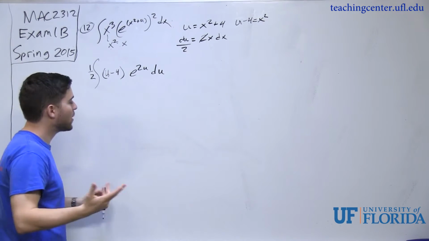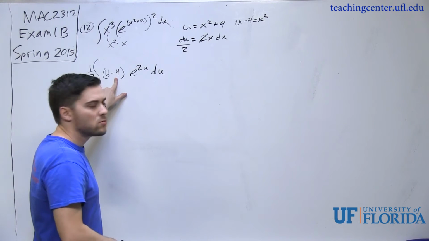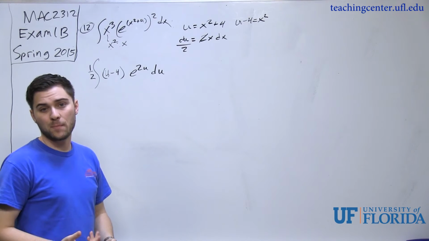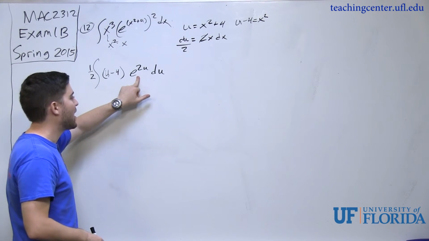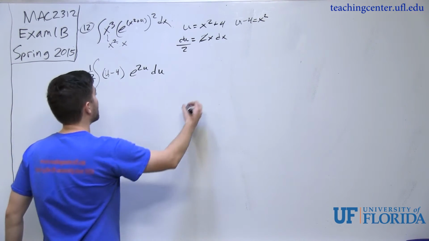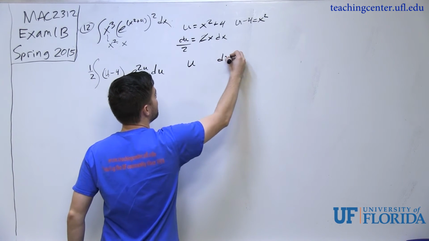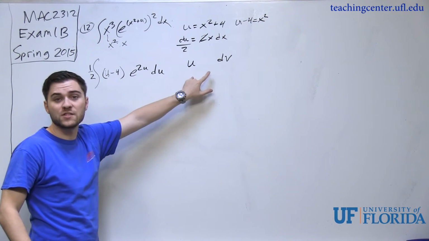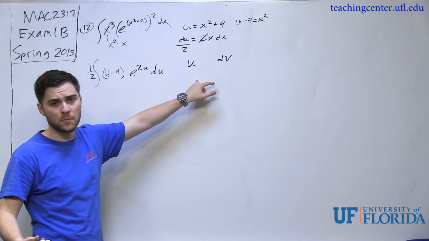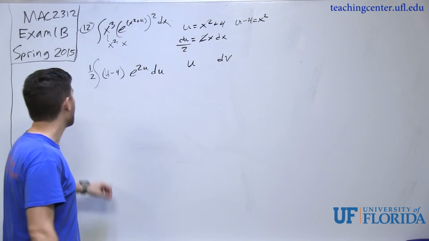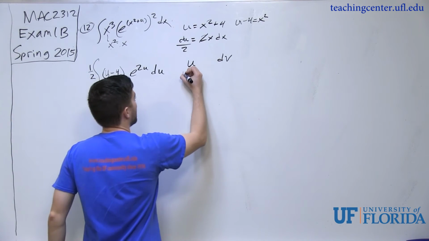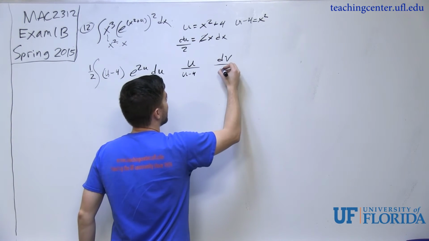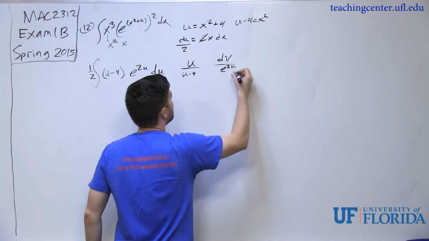Now I have a u minus 4 term and an e to the 2u term, so I can do integration by parts on this. I have a polynomial term and then an exponential term. If I make my u and dv columns, keep in mind these u's are different from this u. I'm just using this notation because that's the notation for integration by parts. So u minus 4 is the term that I'm deriving, and the term that I'm integrating is e to the 2u.